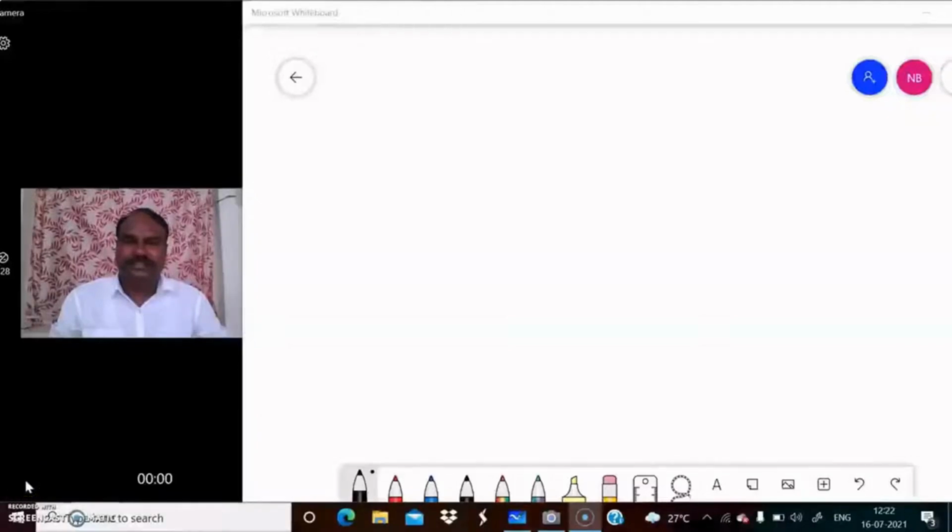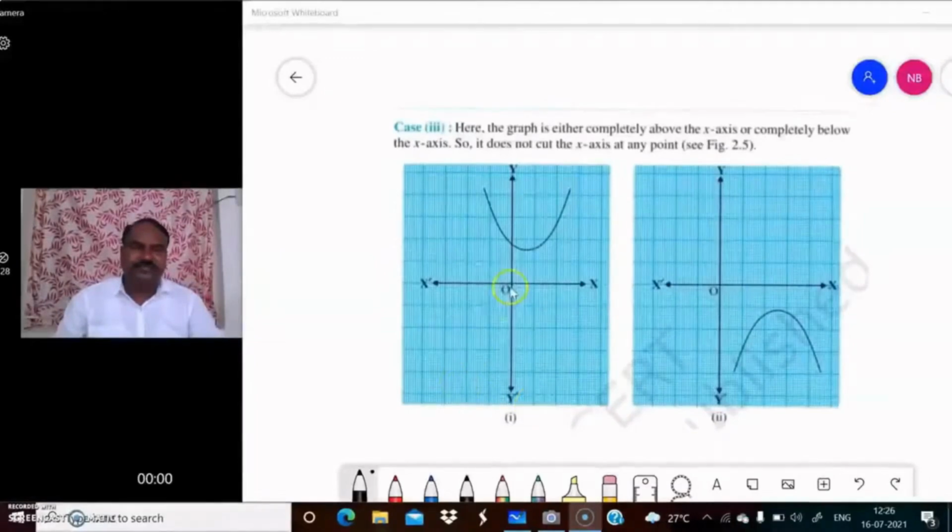Now, let us see some examples from your textbook. In this graph, you can observe that these parabolas are not intersecting at any x point. So, it is not intersecting the x-axis. Here in the second also, there is no intersection with the x-axis. So, in these cases, we say that these polynomials do not have any zeros, no zeros of the polynomials.